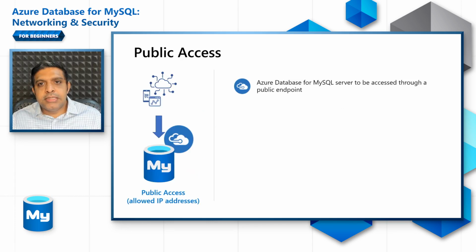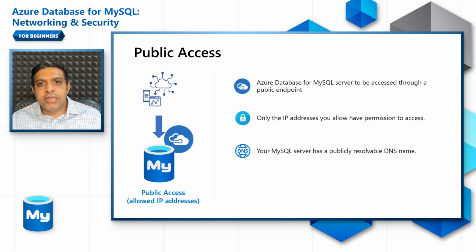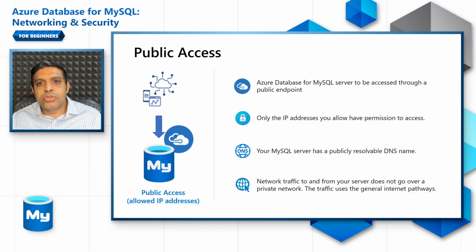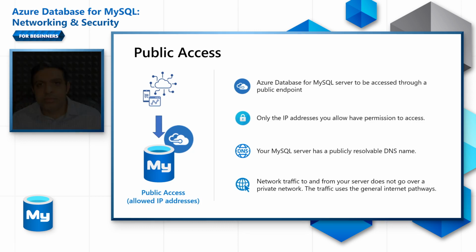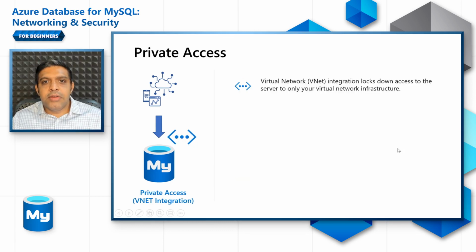In public access, we use the public endpoint to connect to Azure Database for MySQL. Whichever IP addresses are allowed in the firewall rules, only those clients can connect to the service. The service name is publicly resolvable, and the traffic goes through internet pathways, not through the private network.